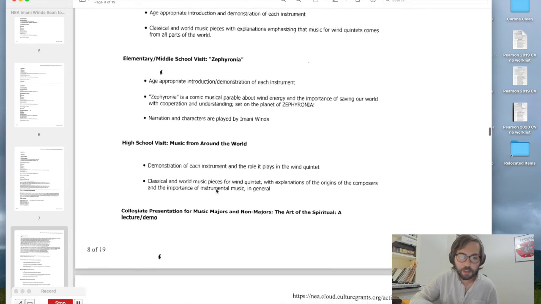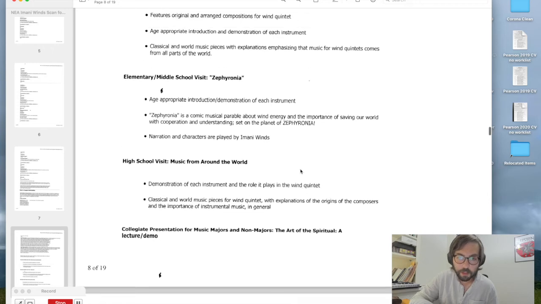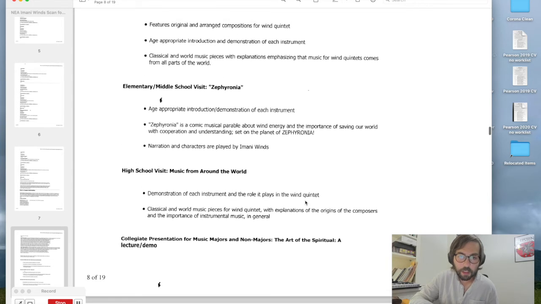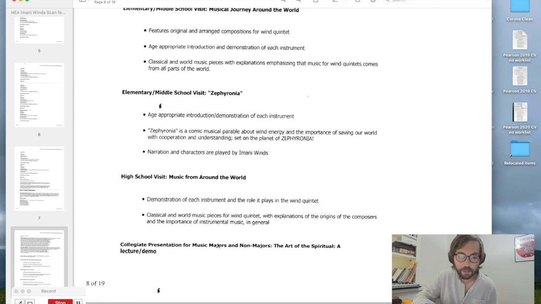And then a high school visit, music from around the world, demonstration of the instrument and the role it plays in the wind quintet, and then a bunch of pieces with explanations and the importance of instrumental music in general. A little vague on that one, but notice how it connects to the other ones, and that it's like, oh, this is like a higher, an older kid version of the same idea. We're not just going to demo the instruments. We're going to talk about the roles it plays, right? We're getting sort of an added layer of complexity in the demonstration.